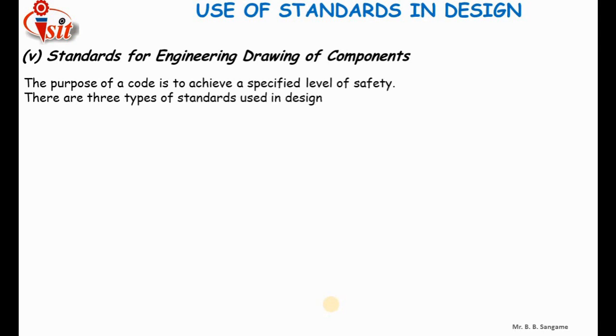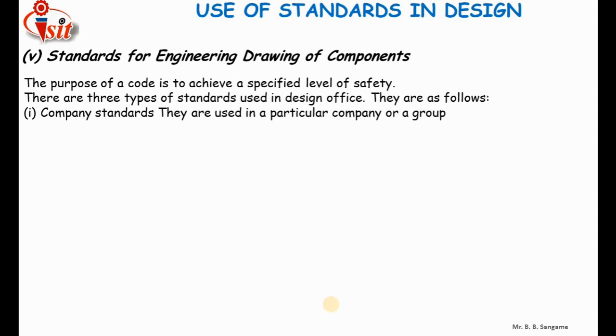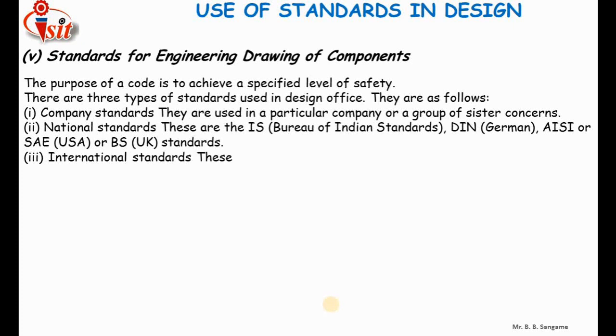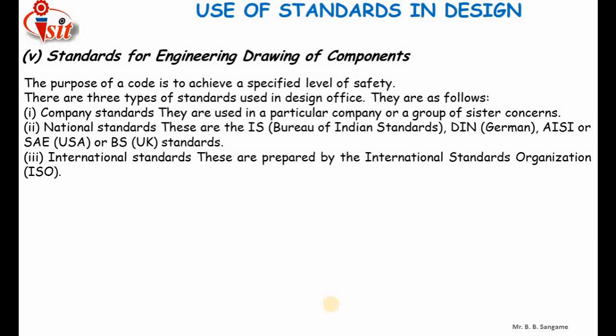There are three types of standards used in a design office. They are as follows. First is company standards, used in a particular company or group of sister concerns. Second is national standards. These are the IS, Bureau of Indian Standards, DIN in German, AISI or SAE, that is Society of Automotive Engineers USA, or BS, UK standards. Third, international standards, prepared by the International Organization for Standardization, ISO.